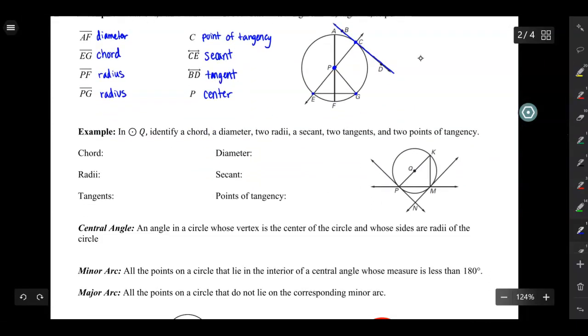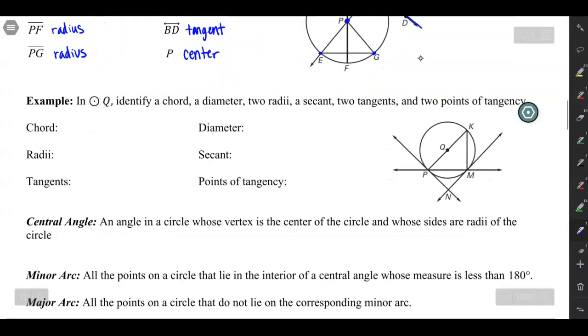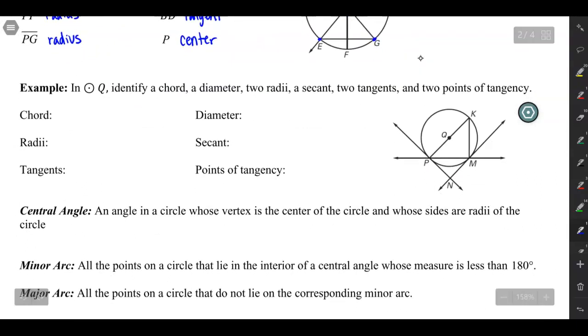Let's go ahead and do the same thing with this next section. What we're going to do is look at circle Q over here on the right, and we're going to identify all of these different things. I'm actually going to hit pause on my video. You hit pause as well. Fill in examples of all of these different vocabulary words, and then come back on and check your answers.